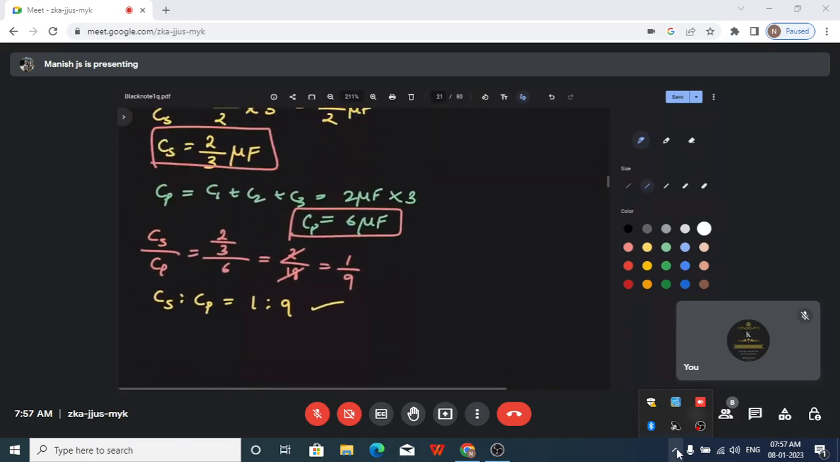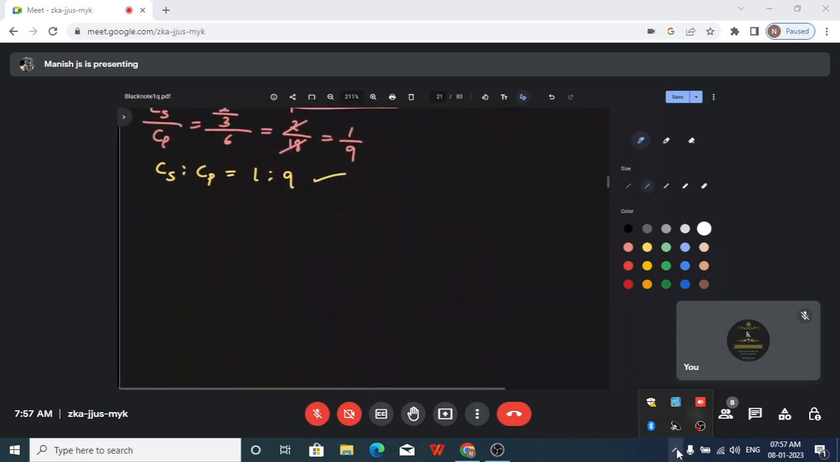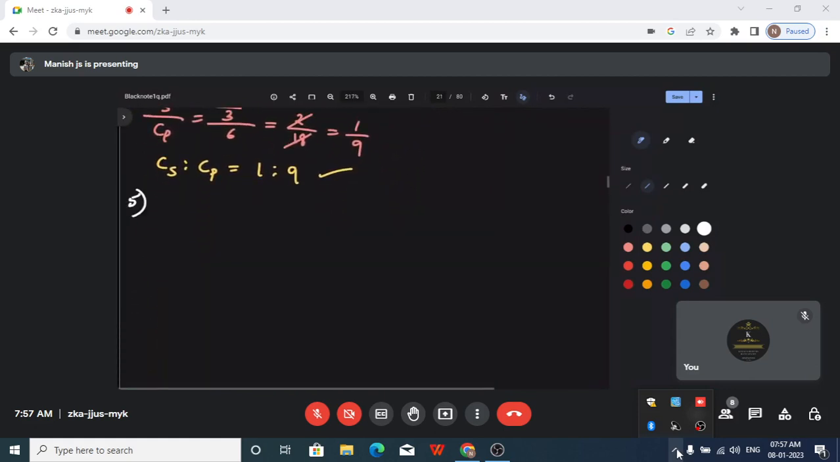What is the next question number? It is question number 5. So next question. Now we'll go to little tougher ones eventually. Slowly I'll increase the toughness. Okay, now moving on.